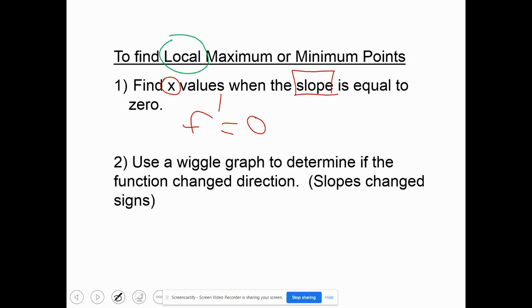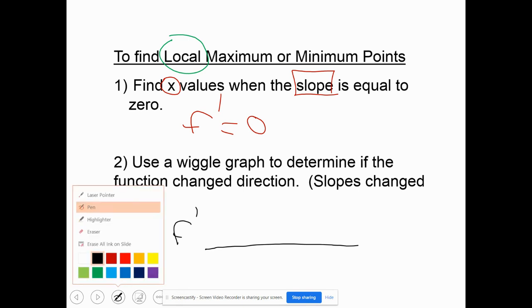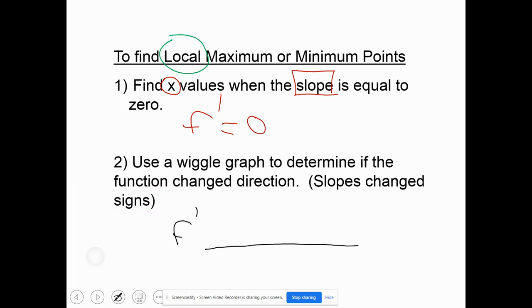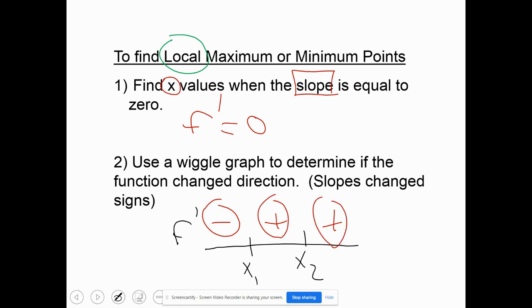Then we're going to use a wiggle graph. This would be the wiggle graph for f prime. As I indicated, we would put any points, I'm going to write as x1, x2 this time, where the slope is equal to 0. And then we'll check the intervals before and after. So before x1, we'll see what type of slopes we have. In between those two, we'll see what type of slopes. And afterwards, we'll see what type of slopes. Then we can use this information to determine whether we have a max point, a min point, or whether we have neither one of those, a delay occurring.